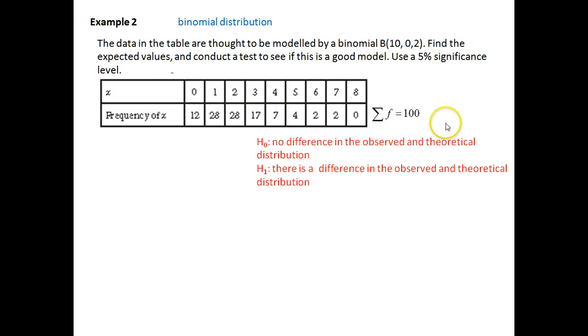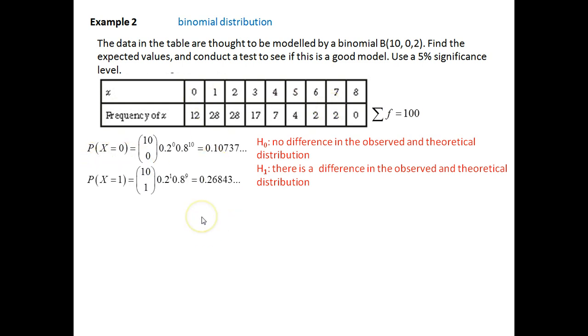Add the frequencies and we get 100, so there were 100 trials. Each probability has to be worked out; you're not given anything yet. So the probability of x is 0 should be 10 choose 0, times 0.2 to the power 0, times 0.8 to the power 10, giving us that.